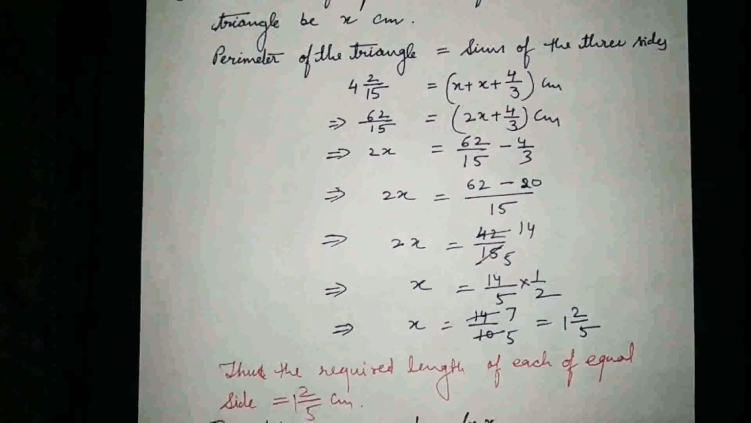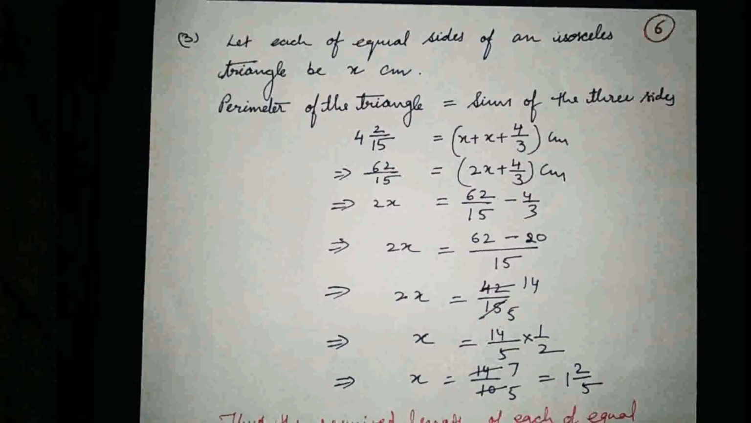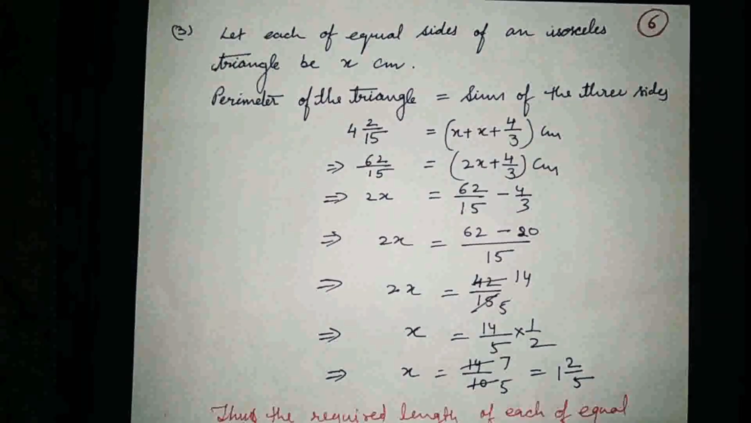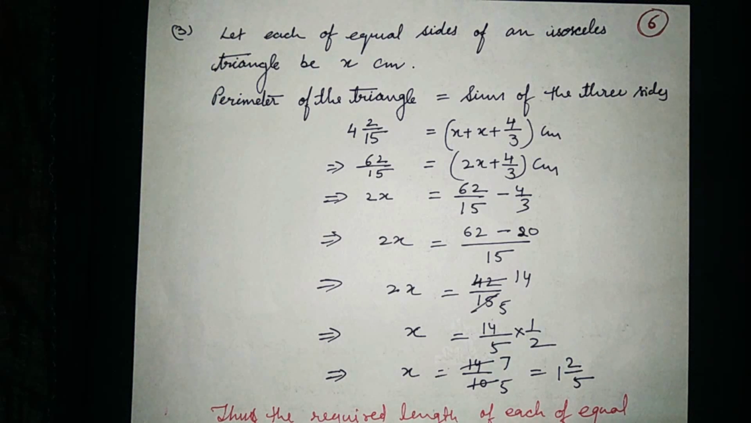Now see the third question in your book. Question 3. The base of an isosceles triangle is 4 by 3 centimeter. The perimeter of the triangle is 4 whole 2 upon 15 centimeter. What is the length of either of the remaining equal sides?